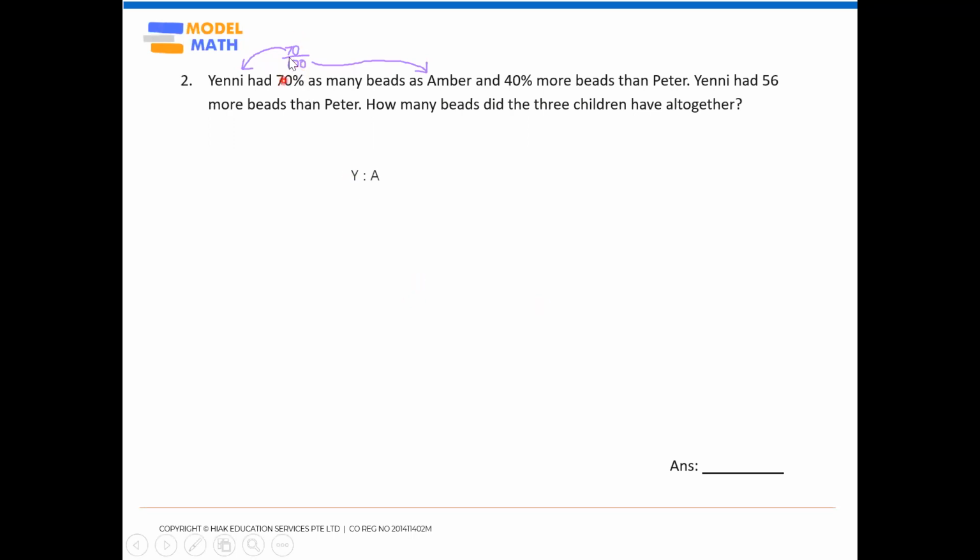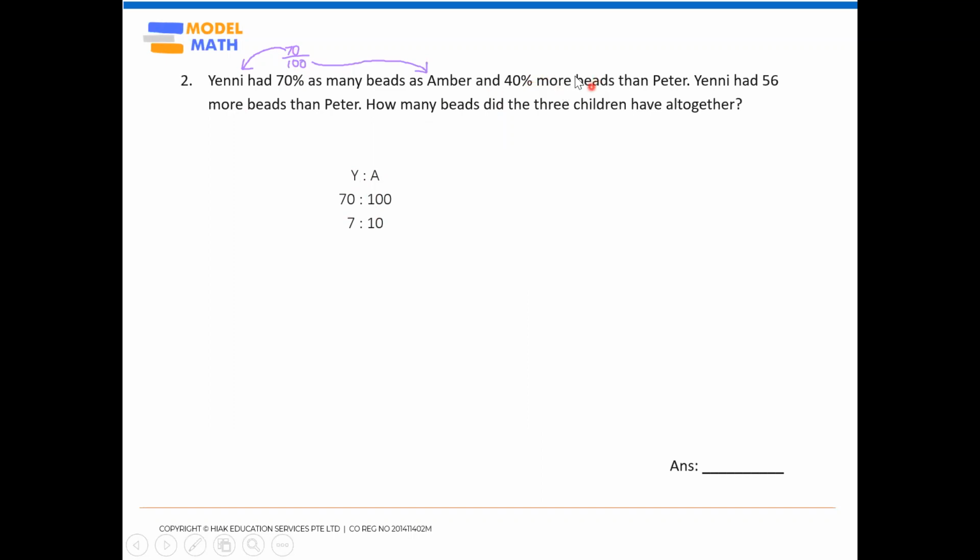Some of you prefer to simplify this fraction first. Of course, by all means, go ahead. If you would rather do that, that's fine. Anyway, I will simplify it in my ratio. All right, so 70 is Yenny, 100 is Amber. Go on to simplify, 7 is to 10. If you have simplified the fraction first, no issues. Straight away, you can write 7 to 10 here also. Now, reading on: and 40% more beats than Peter.